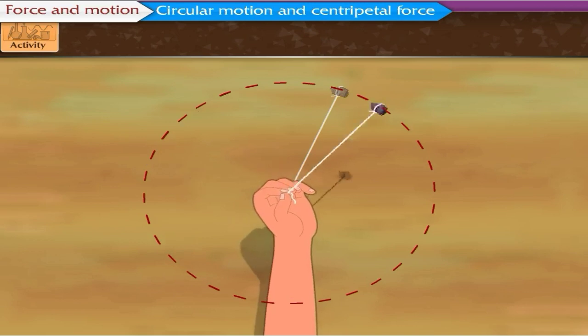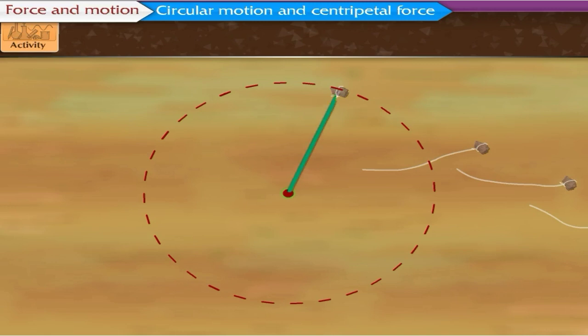As long as we are holding the string, we are pulling the stone towards us. That is, towards the center of the circle. If we release the string, the force applied by us on the stone stops acting, and at that instant, the stone flies off along a straight line, which is the tangent to the circle at the position of the stone. The stone goes along the tangent because that is the direction of the velocity of the stone at that instant of time.